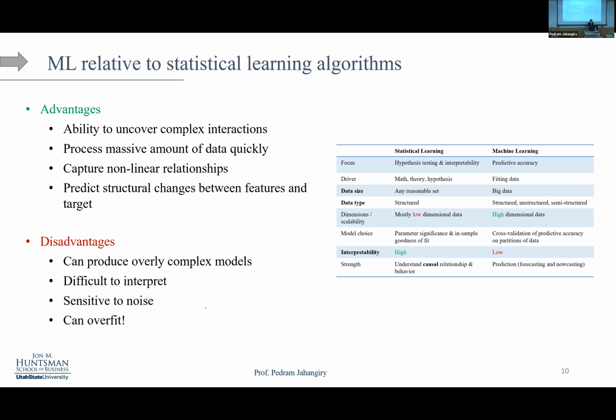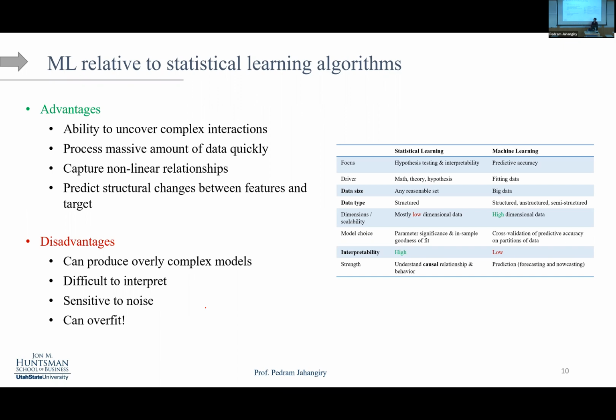Another advantage is that it processes massive amounts of data quickly. Again, we're going to talk about the optimizers later on. It captures nonlinear relationships, no surprise, and predicts structural changes between features and the target. Basically, if there's a structural change, let's say in financial data before 2009 and after 2009, maybe there's a structural shift in the interest rate. After the QE, the interest rate dropped, so maybe the monetary policy was not as effective as before. These structural changes are going to be captured by machine learning. Econometrics can also capture those things, but machine learning is going to do a better job.